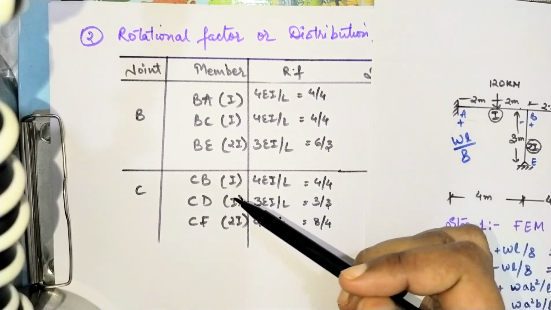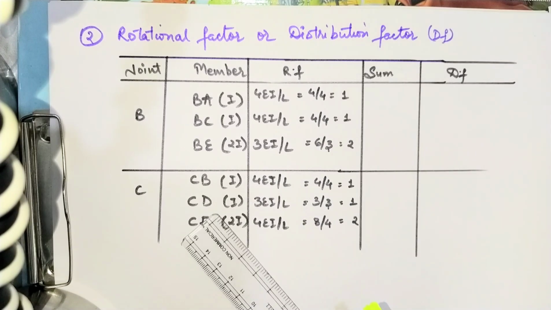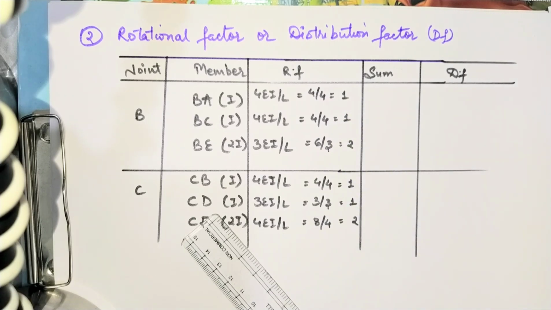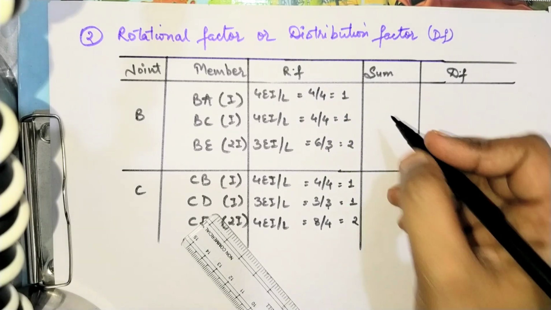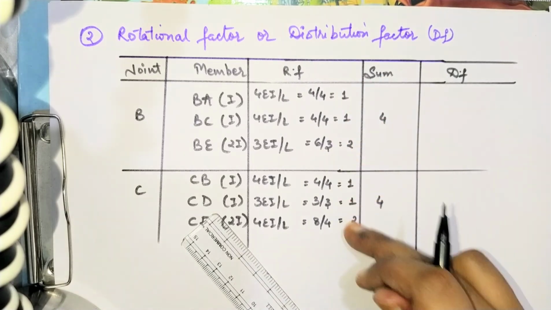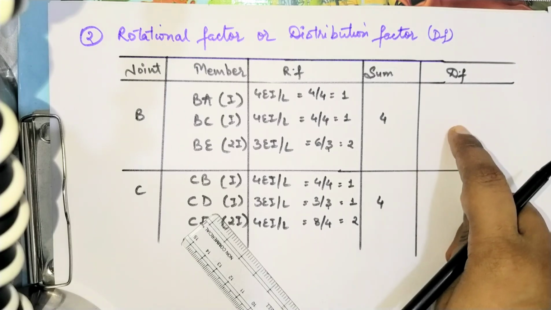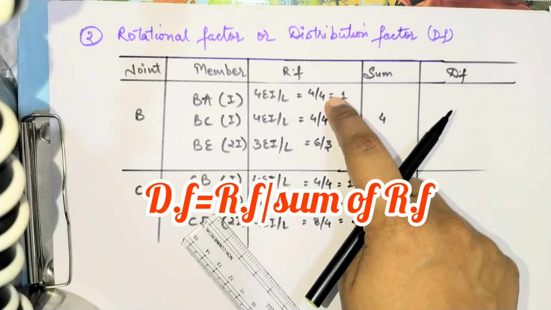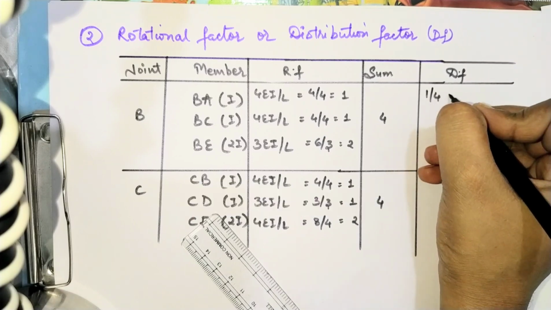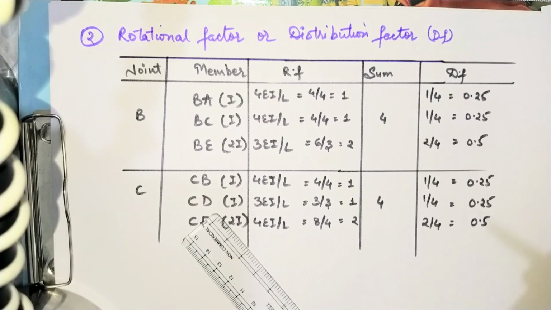Next we'll be simplifying it and writing it in the simpler form, or in digit form. In the sum section we have to just sum all the RF and write it here. So here we have 4 and here also we have 4. So we have the RF like this and the sum we have calculated. Now we will be calculating DF. DF is RF divided by the sum. So for the first we have 1 by 4, that is 0.25. Similarly we will be doing it for all.